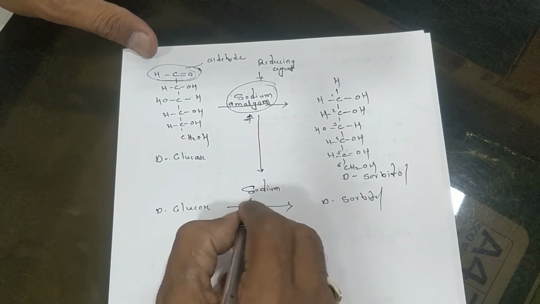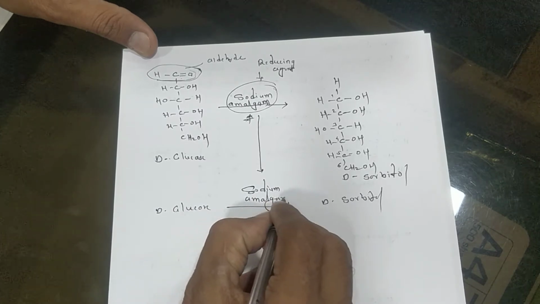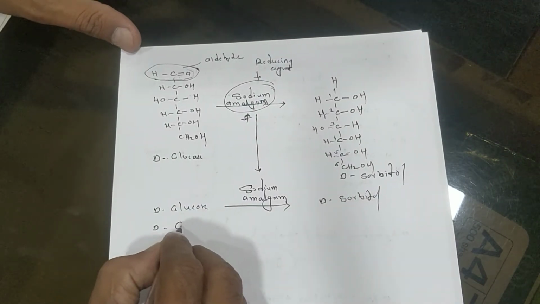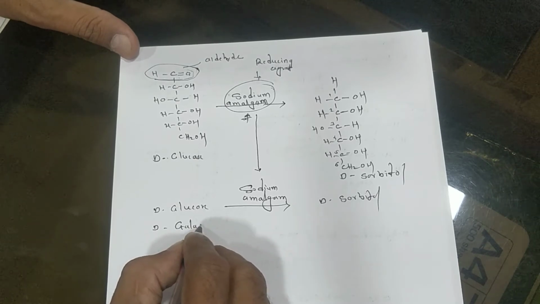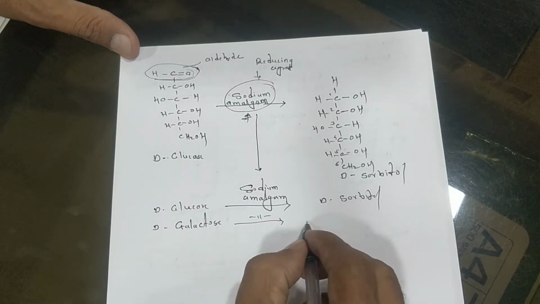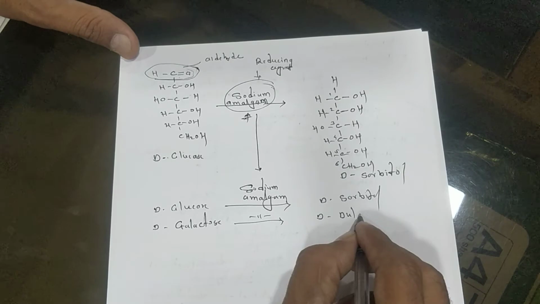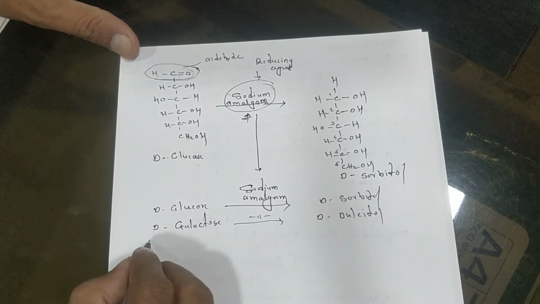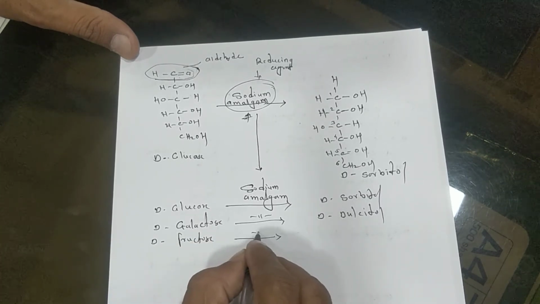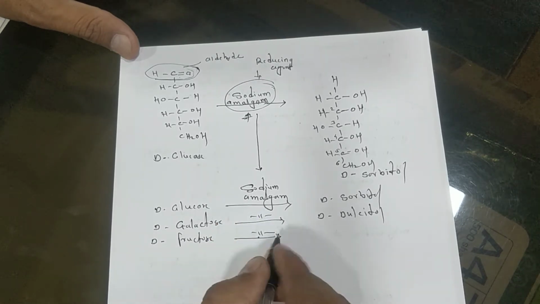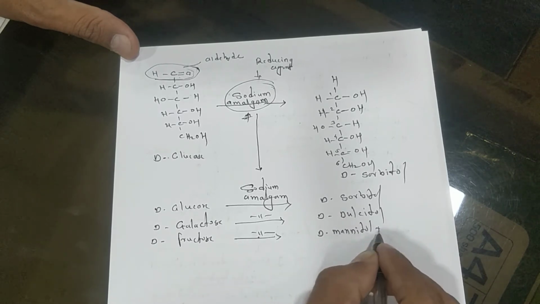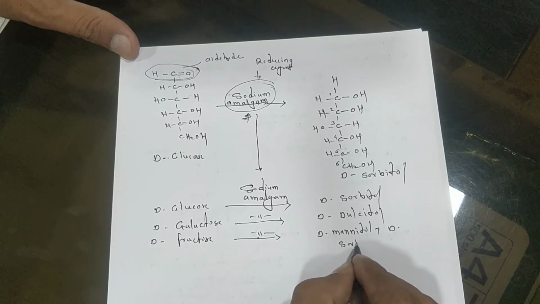Sodium amalgam acts as a reducing agent, similarly with D-galactose. The same reduction gives D-dulcitol. D-fructose with sodium amalgam as the reducing reagent gives D-mannitol and D-sorbitol.